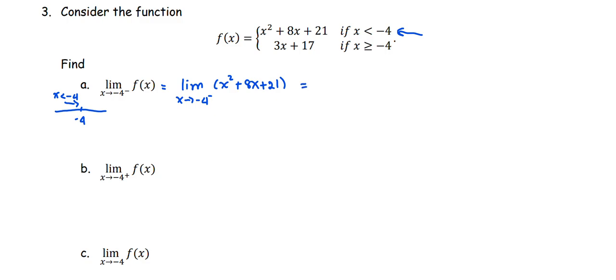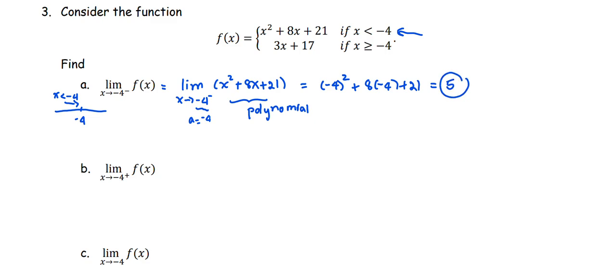This is a polynomial function, so the limit is the same as the function value. The value is -4, a is -4, so the limit of x squared plus 8x plus 21 as x approaches -4 is the same as -4 quantity squared plus 8 times -4 plus 21, and the result is 5 as the left-sided limit of this function. Move on to part B.